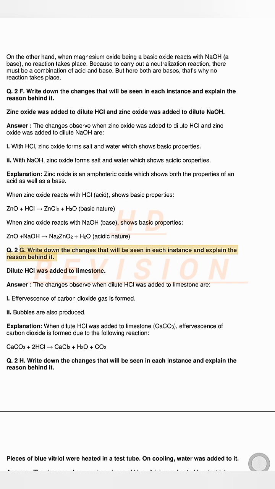Q2. G. Write down the changes that will be seen in each instance and explain the reason behind it. Dilute HCl was added to limestone. Answer. The changes observed are: I. Effervescence of carbon dioxide gas is formed. E. Bubbles are also produced. Explanation. When dilute HCl was added to limestone, CaCO3, effervescence of carbon dioxide is formed due to the following reaction.